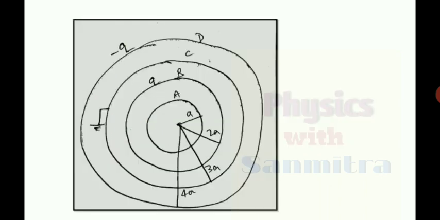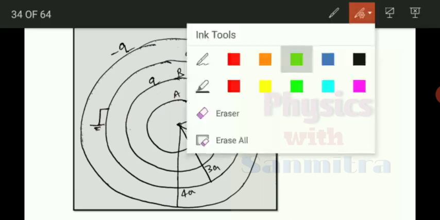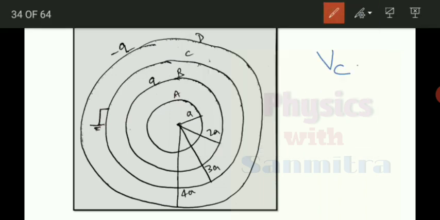Okay, so we have 4 shells A, B, C, D of radius a, 2a, 3a and 4a respectively. Shells B and D are given charges Q and minus Q respectively. Now shell C is earthed. So what will happen when we earth this? VC will become 0, but VC is not actually 0 here before earthing, because VC will have some finite value because of this minus Q.